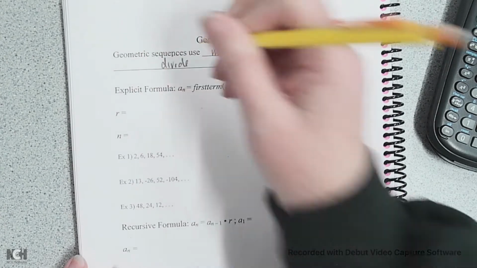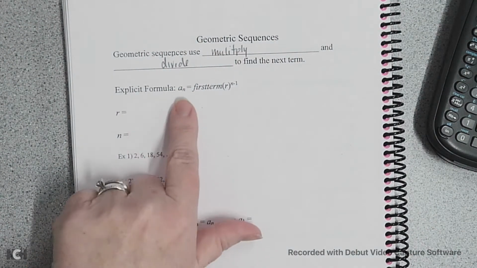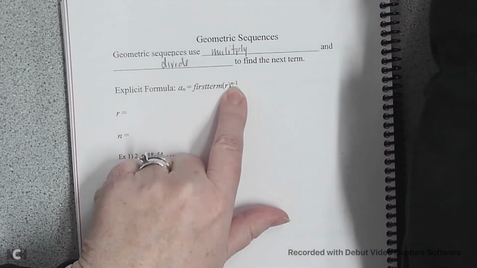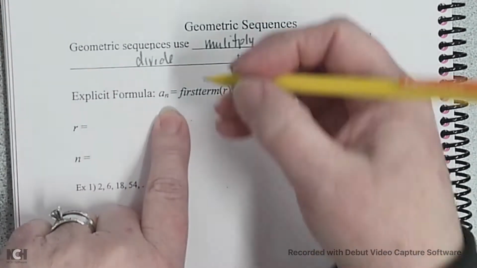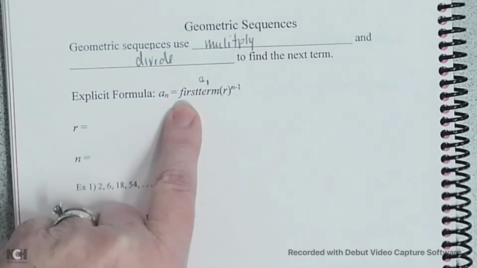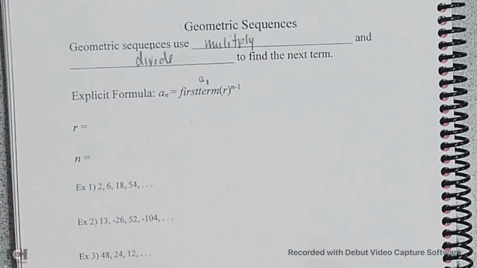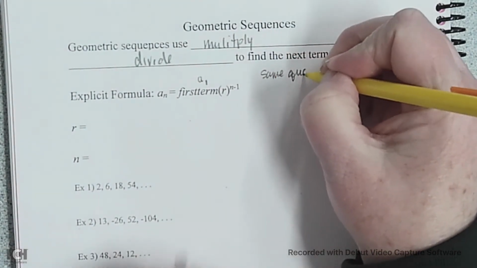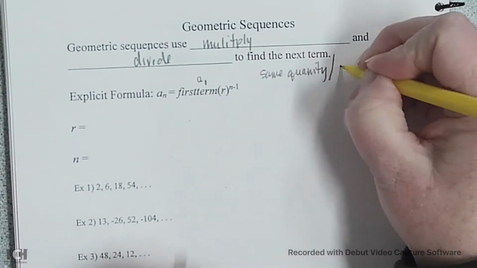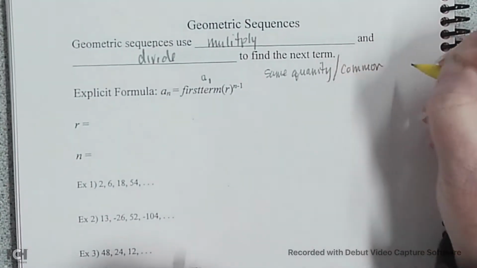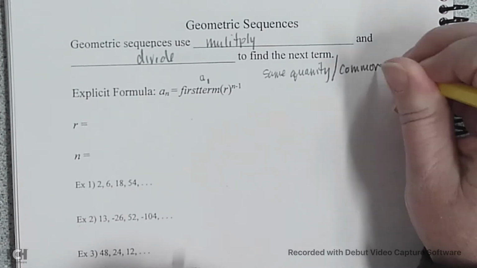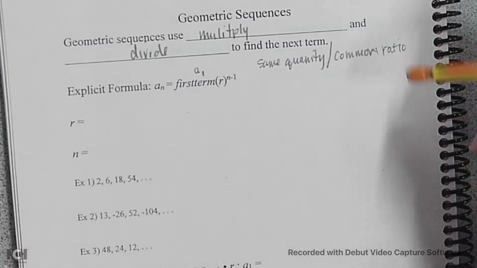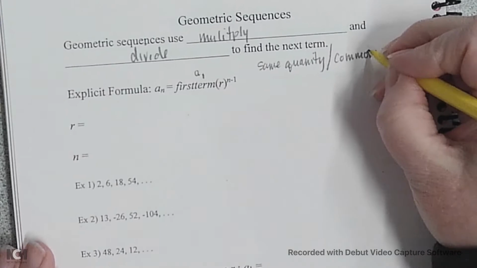So we have the explicit formula: a sub n equals the first term times the ratio to the exponent of n minus 1. We always talk about the first term as a sub 1. When we talk about these sequences, we want the same quantity, what you would call the common ratio. If you don't find that, then it's not geometric, and you would just put NG. We will run into some of those, and I'll show you some examples. So we want a common ratio.